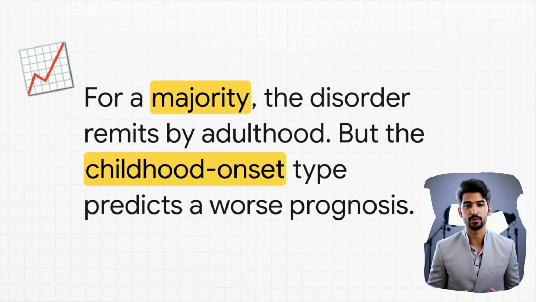And here is a super important takeaway. For most people, the disorder does get better or even go away by the time they reach adulthood. But, and this is a big but, that childhood onset type we talked about earlier carries a much higher risk. It's more likely to stick around, and it can increase the risk for an adult diagnosis of antisocial personality disorder.